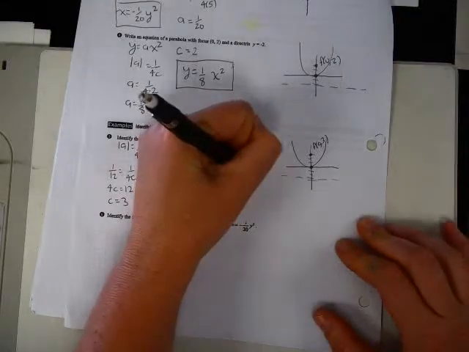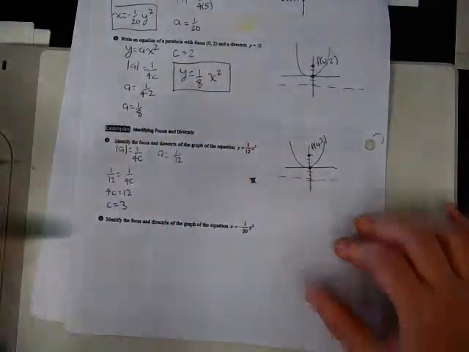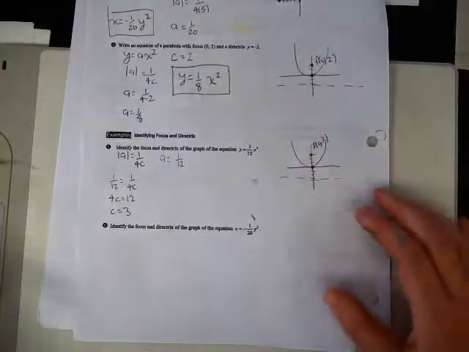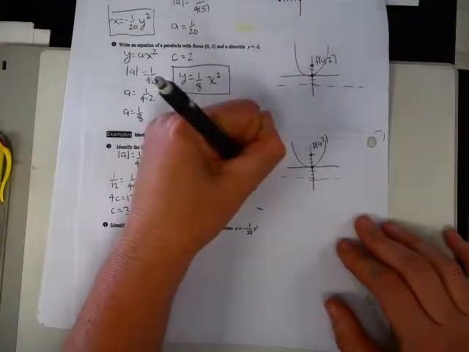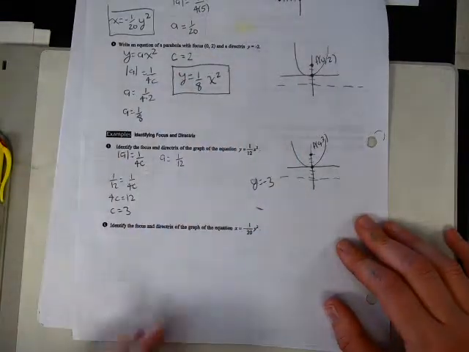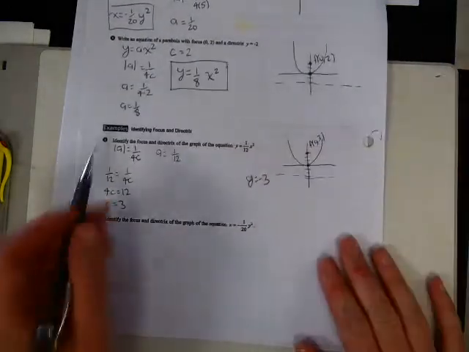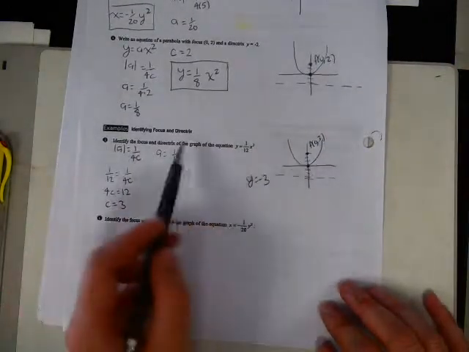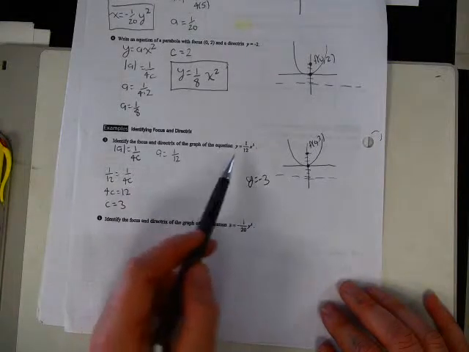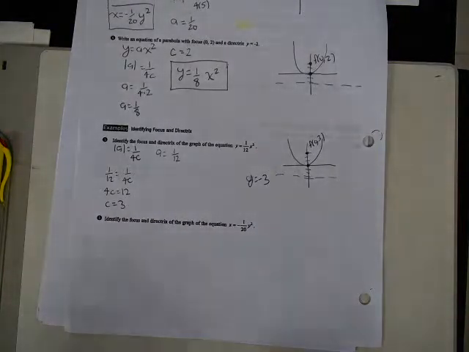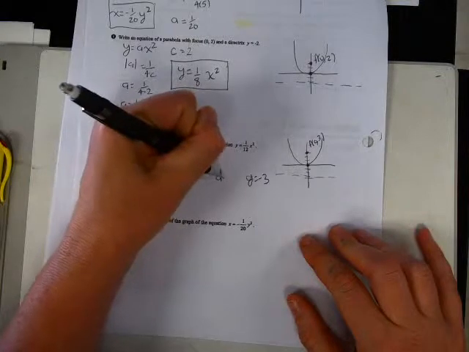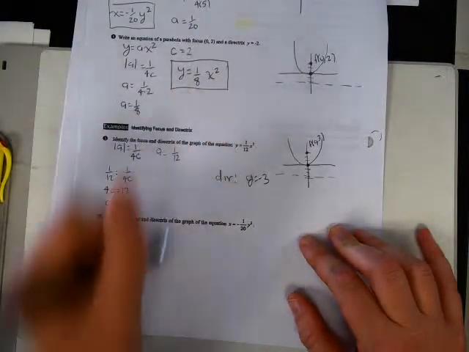at y equals -3. Let's check the question and see if we've answered what they've asked. Identify the focus and the directrix of the graph of the equation. So we're done, and I'm just going to label this "dir" so I know what it is.